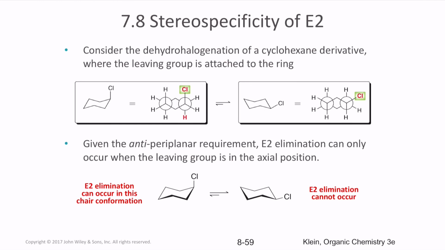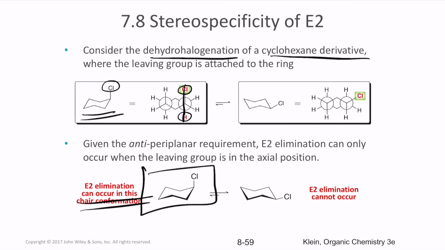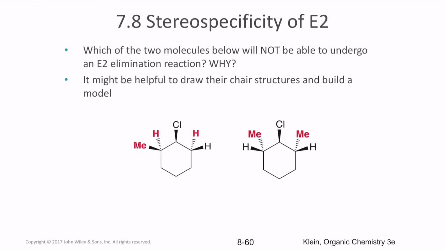So consider the structure here. Consider the dehydrohalogenation of a cyclohexane derivative. When you draw the Newman projection, you will notice that the chlorine and hydrogen are in the same plane, which means that it's easy to undergo the elimination. So this reaction is stereospecific, which means this is the only configuration where the E2 elimination will occur, but for this configuration E2 elimination will not occur. The leaving group should always be in the axial position, not in the equatorial position.